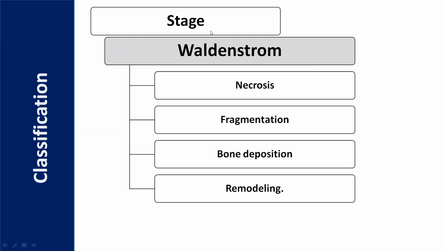And then there are classifications for staging. The most famous is the Waldenström classification. We described the first stage as necrosis, which we described earlier, and then the fragmentation stage. The third stage was bone deposition, and the fourth stage was remodeling.